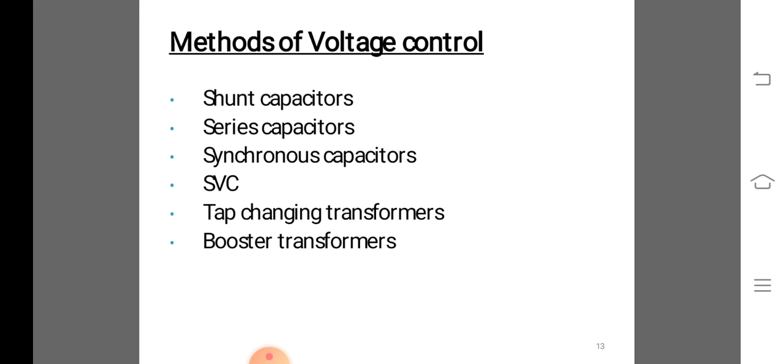Next, the phasor diagram for a line with a series capacitor, always being with a combination of inductance and capacitance.